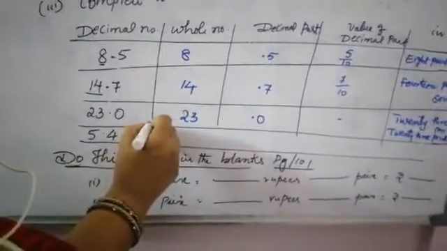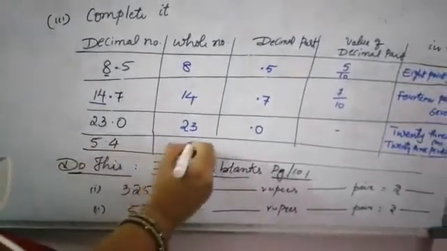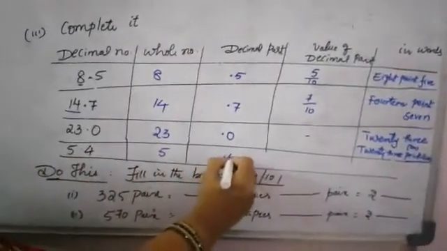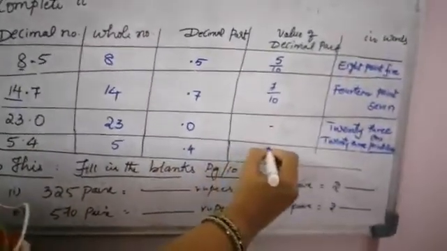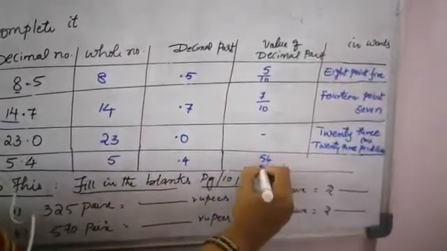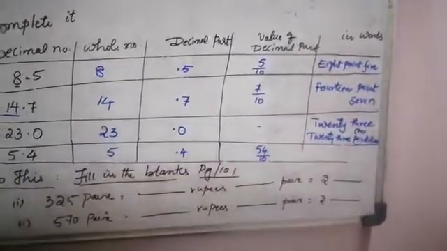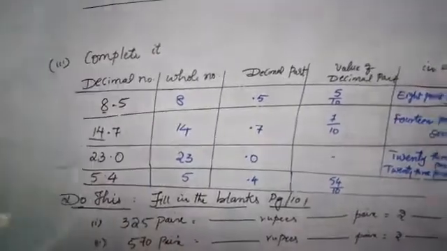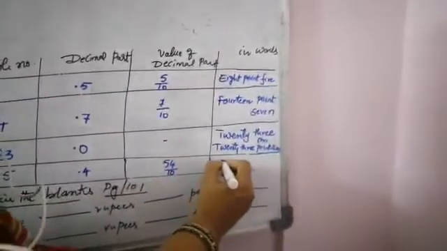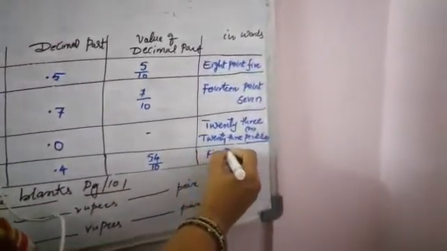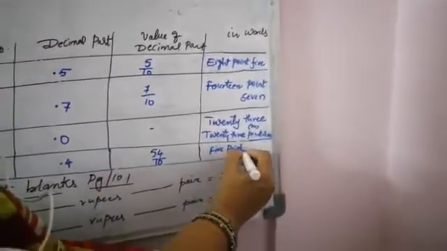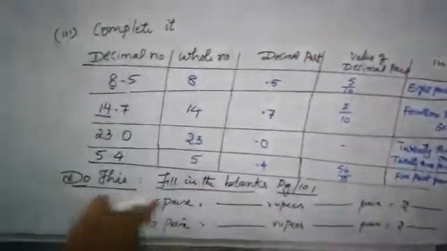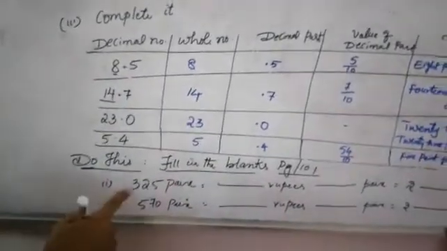Last bit, 5.4. So what is the whole number part, children? 5.4, and 0.4 is the decimal part. And how to write, children? 54 by 10, isn't it? 54 by 10. And how to write? 5.4.